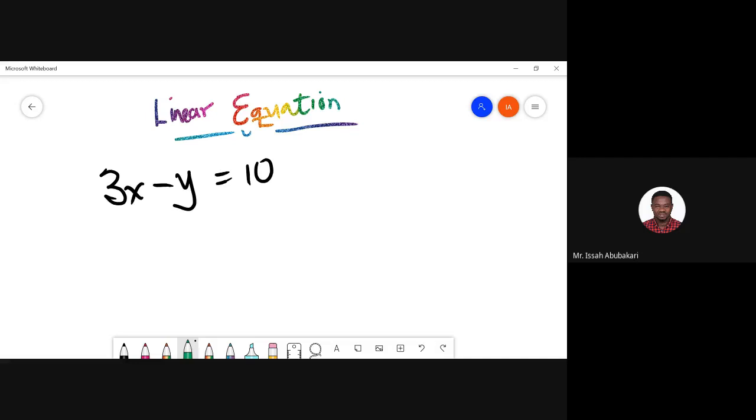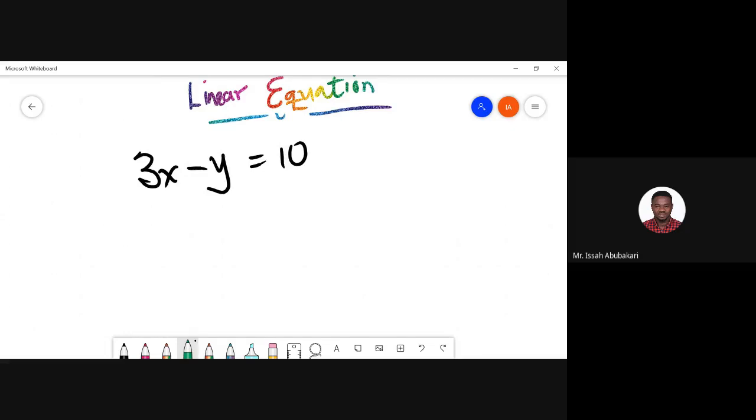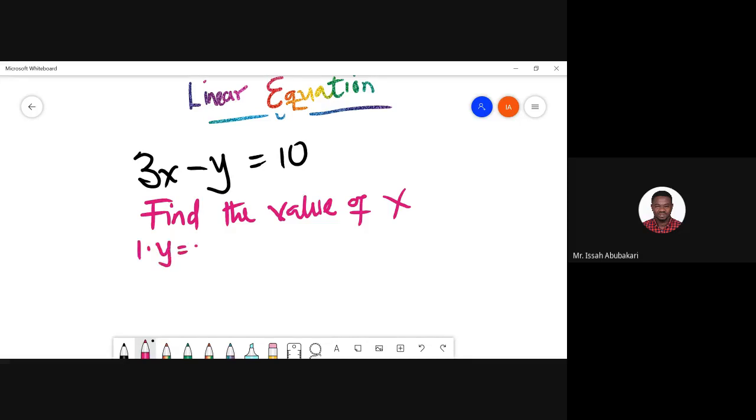Today, when you're given an equation like this, you will be given one of the variables and you'll be tasked to solve for the other variable. So for instance, if you're asked to find the value of x, given that number 1, y is equal to minus 2. Number 2, y is equal to positive 5. Okay, so let's say this is question A.